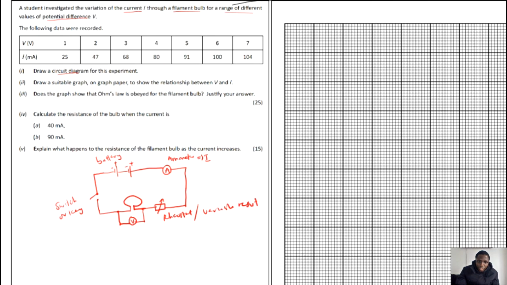So a variable resistor is better. So now, this filament bulb, why is it called a filament bulb? Let me show you something. There is a wire inside this bulb that makes it a filament bulb, a curly wire.